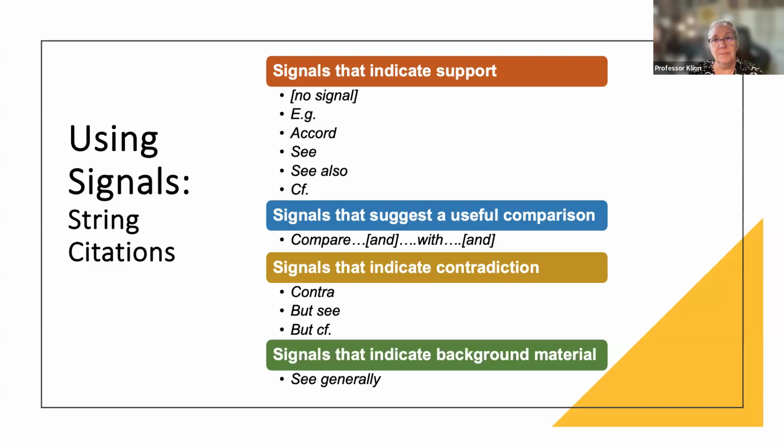So again, we talked through all of the signals that indicate support. There are other signals. There's the signals for useful comparison. There's 3 signals that indicate contradiction, and there's signals that indicate background material. When using introductory signals in a string cite, remember the punctuation that we just talked about. Remember whether or not you use the signal lowercase or capitalized, so that you can create your string cites.